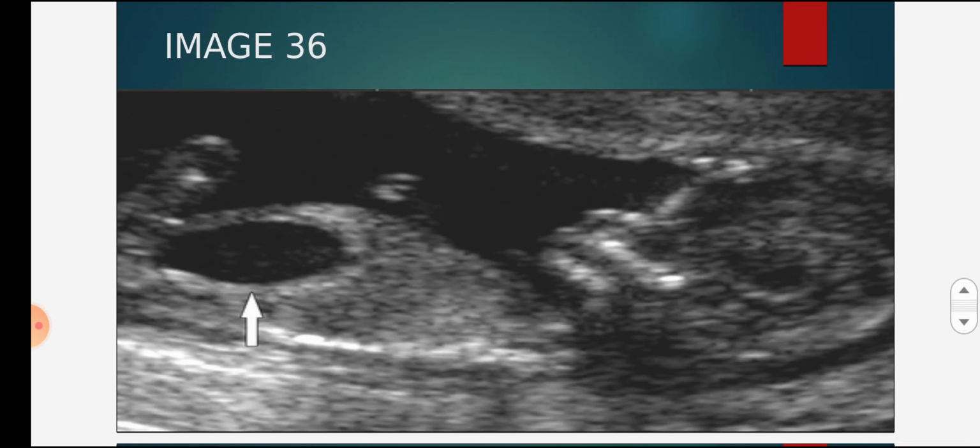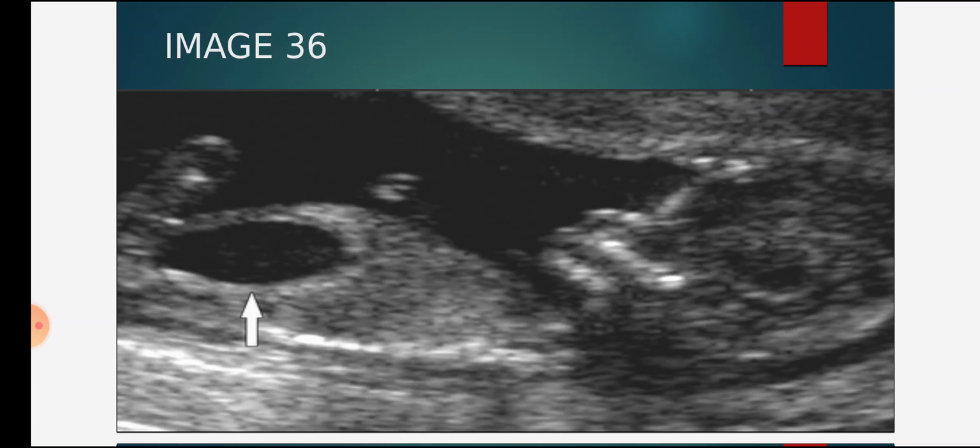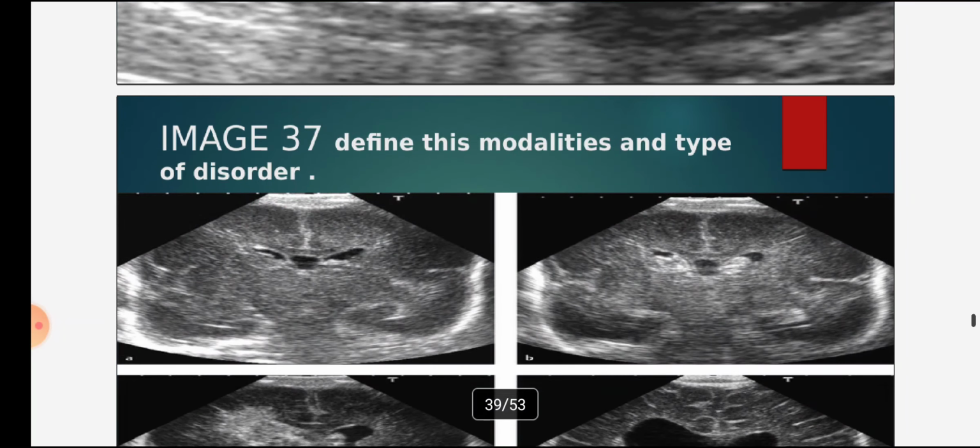Image number 36. The fetus in the third trimester; you can see an increase in bladder size. The features of obstruction: the fetus cannot pass the urine. The feature of posterior urethral valve obstruction.